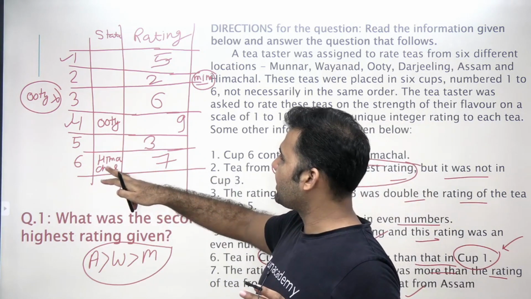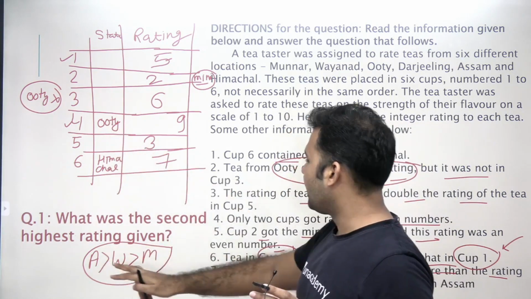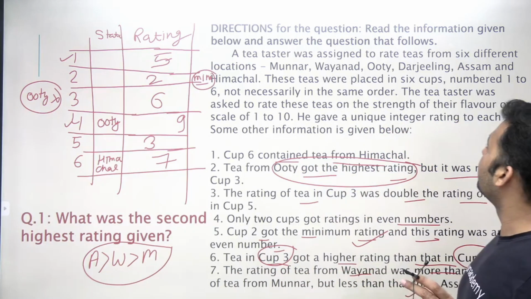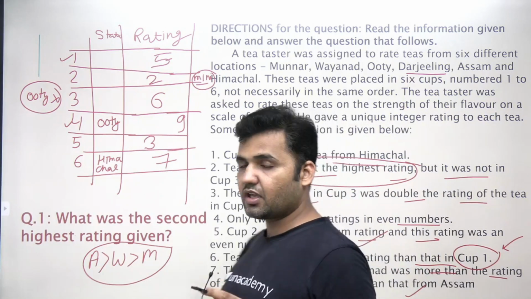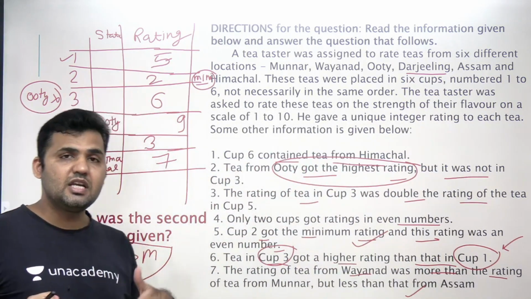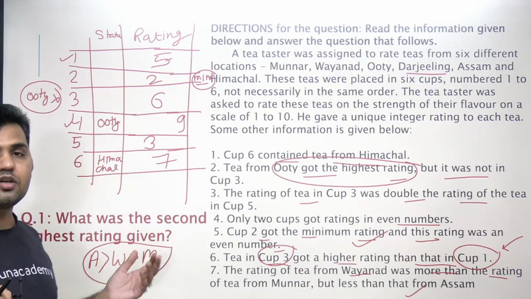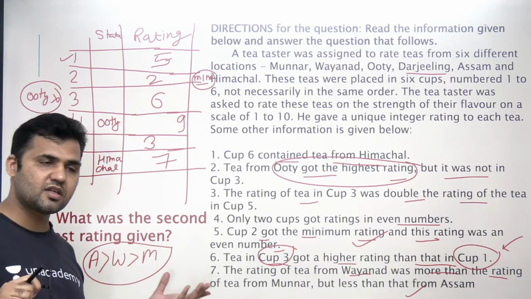We know the state of Himachal will be here, Ooty will be here. Assam, Munnar, and Darjeeling. These are the state names that we cannot find in this case. We need more information for that. But let's see, do we require this information to answer the question or not?